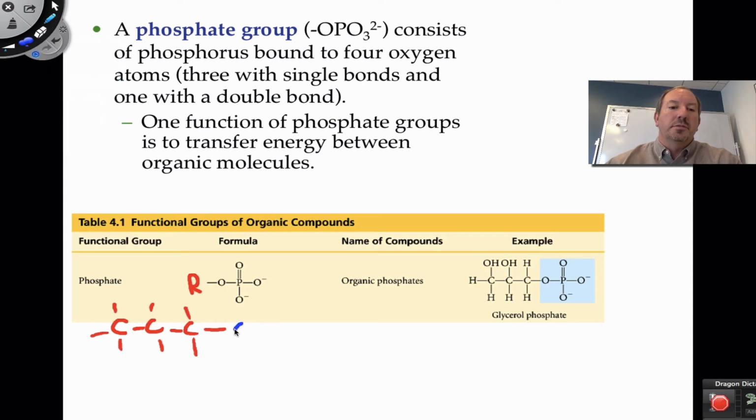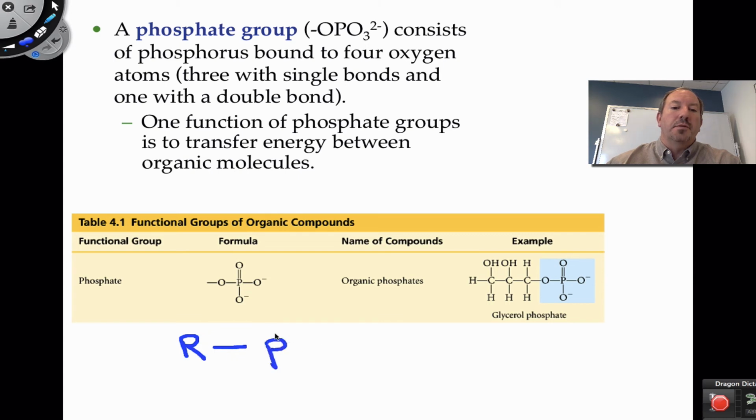The functional group is an oxygen, phosphorus, double bond oxygen, and two oxygens with negative charge. So it's negatively charged. It has a strong negative charge. And do you see how it's like a phosphorus with a halo of oxygen? And sometimes in biology, we can take a shortcut and say, all right, here's the R group and here's the phosphate.